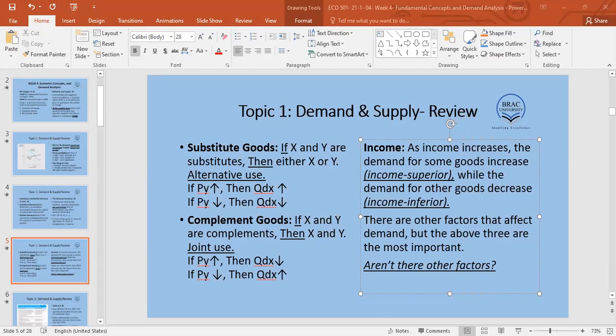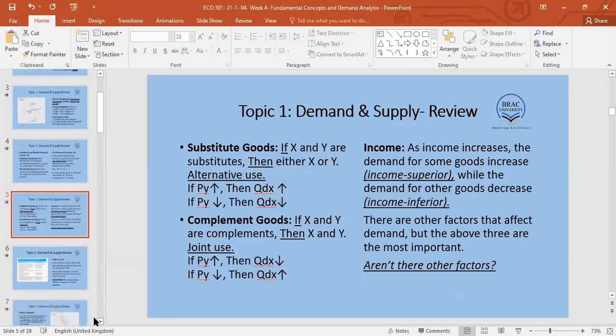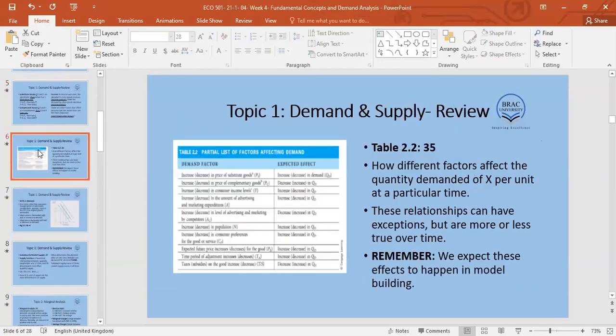Now a question may arise. There are definitely other factors that influence demand. This is given in table 2.2. Okay. So if we look at the table, we'll see that there's an increase or decrease in the price of substitutes, and an increase or decrease in the price of complement goods. How does that affect demand? Then we have population increasing.